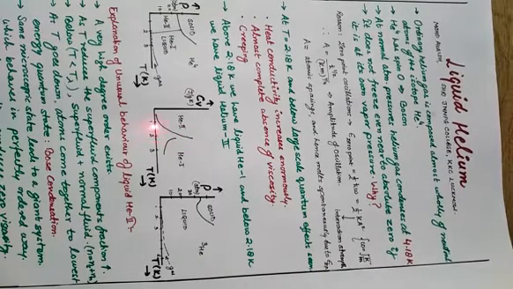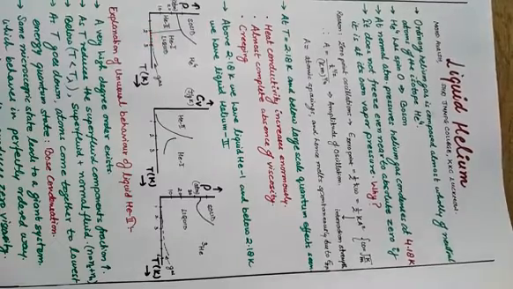Below 2.18 Kelvin you have a different behavior, and above 2.18 Kelvin you have a different behavior, and they are not continuous. You have a cusp there. You can see this is a discontinuity. This shape resembles the Greek letter lambda. That's why this point, 2.18 Kelvin, is also called a lambda point.